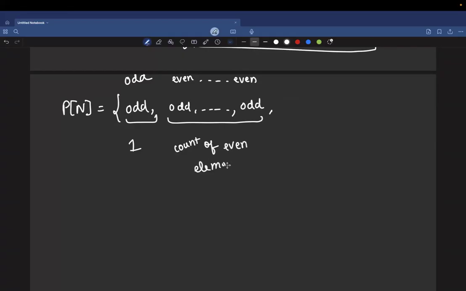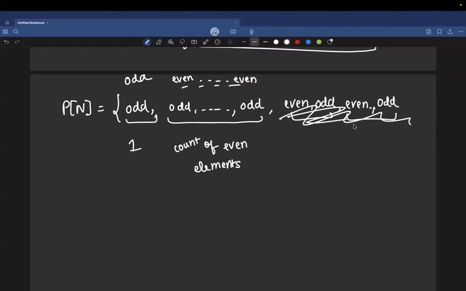If we had 10 even elements in the array, then we would have placed this 10 times and we would have got 10 more odd elements in the prefix sum array. After that, we would have got even and then odd, then even, then odd, and so on. So in every two of these, we are getting one odd element.